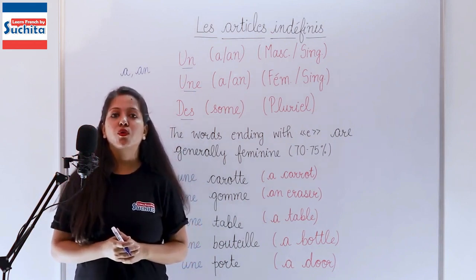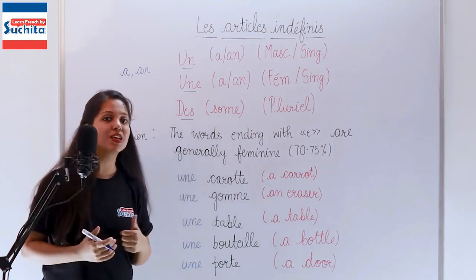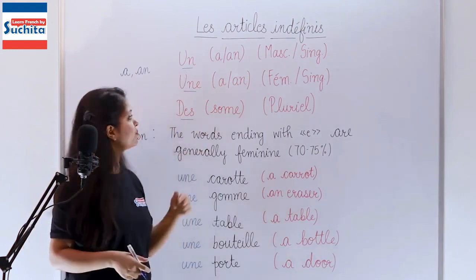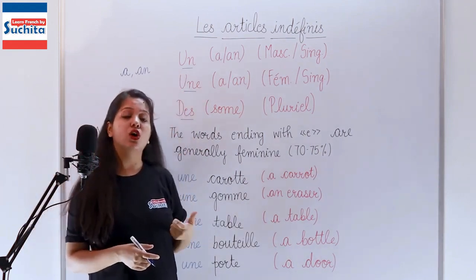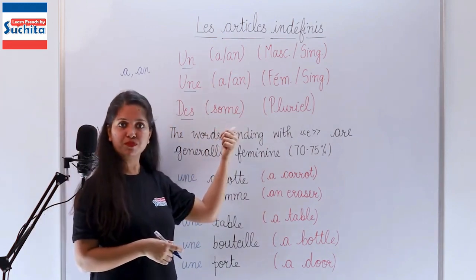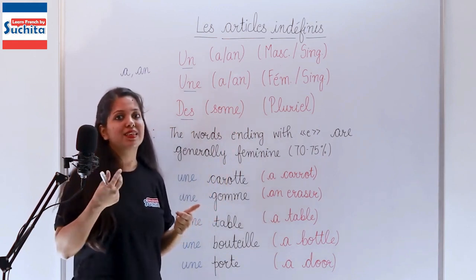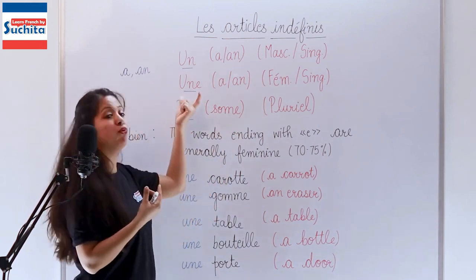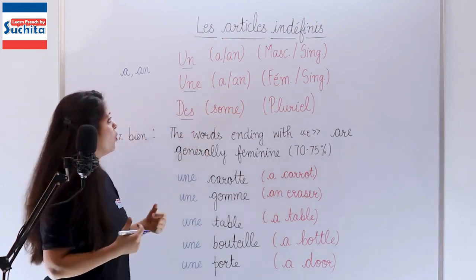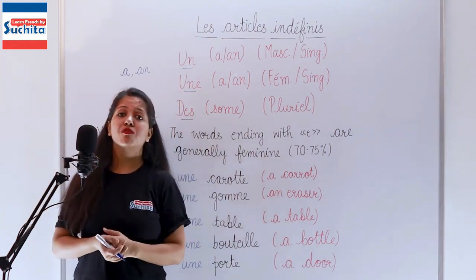Un, une, des. Now, the meaning in English would be: un can mean a or an, une can mean a or an, and des means some. It has a little typical pronunciation: un, une, des. Now, what is the concept behind using 3 indefinite articles in French?